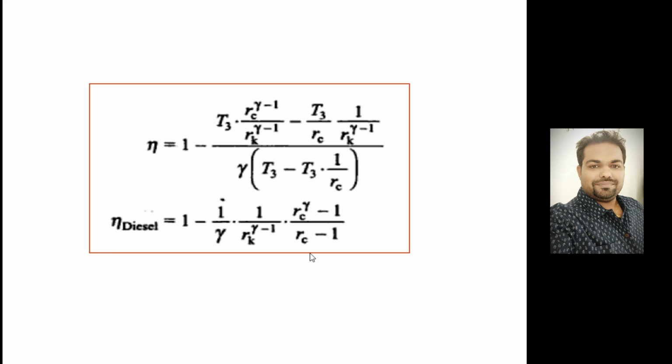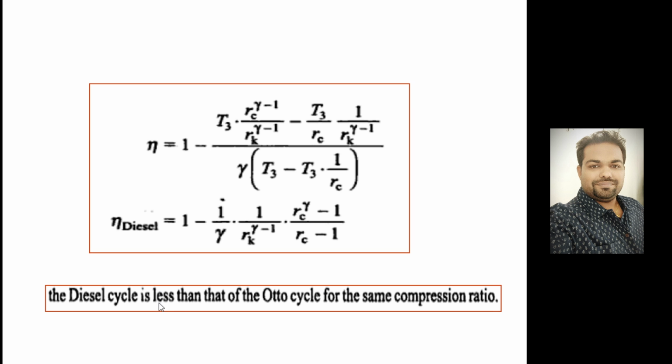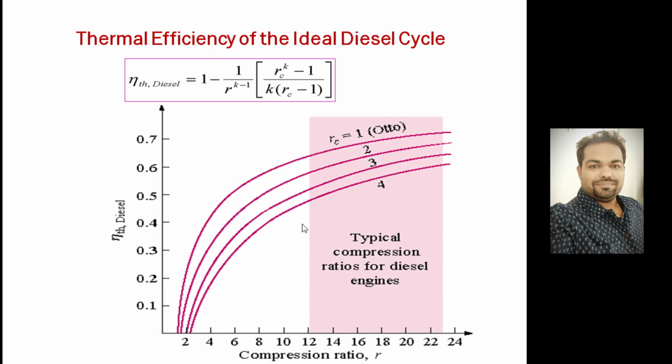So look at this term. As per this, the rc value will always be greater than 1, right? The cutoff ratio will be greater than 1. But this has one extra term here. So the efficiency of the diesel cycle will be slightly lesser than the Otto cycle for the same compression ratio. But if we are operating at maximum pressure condition, in that case the efficiency of the diesel cycle will be greater than the Otto cycle. So this is the range of compression ratio in which your diesel cycle can operate.